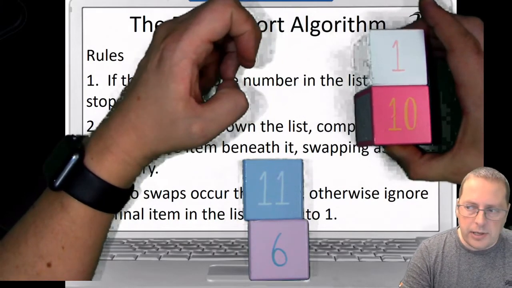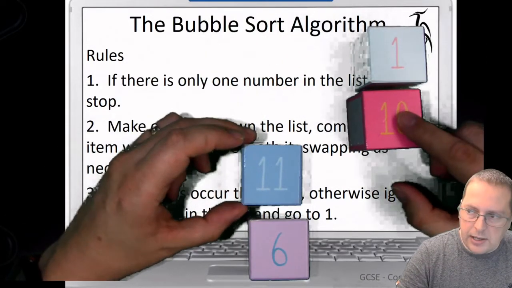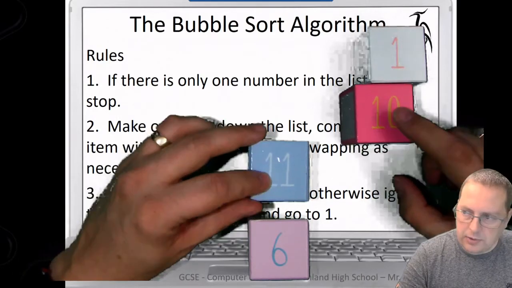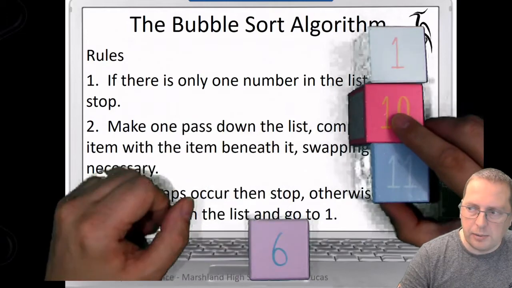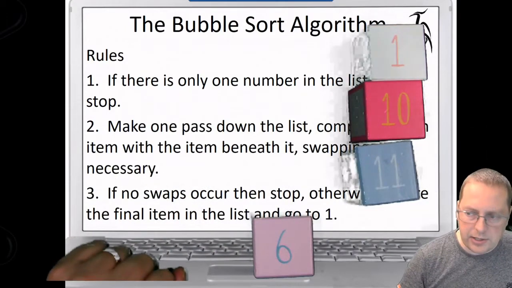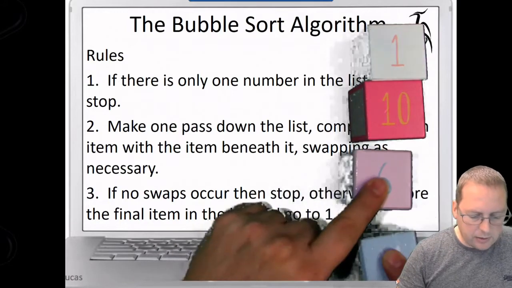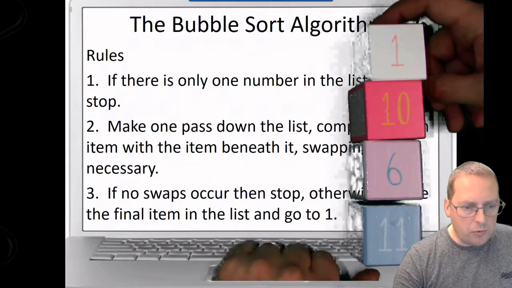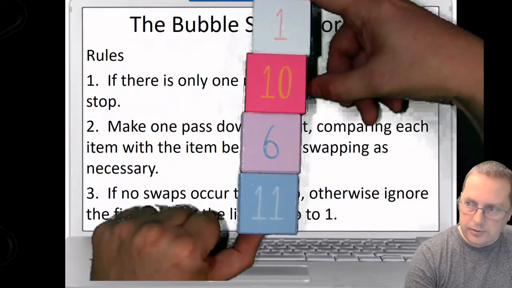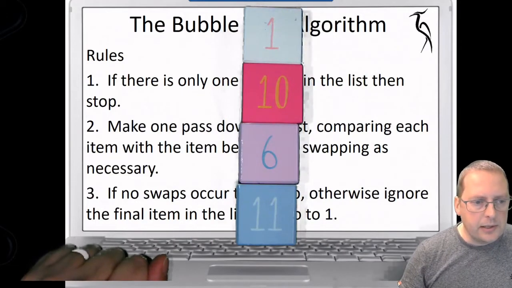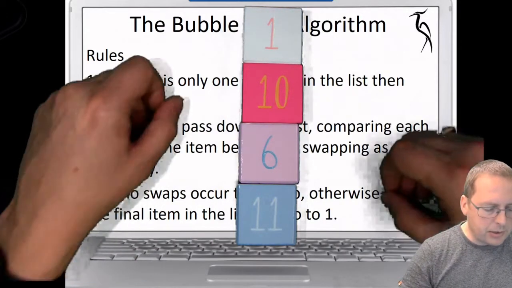I'm now looking at the next two numbers, which is the 10 and the 11. Are these in the correct order? Well, this time they are in the correct order, so I can leave those as they are. I'm now looking at the 11 and the 6. Are they in the correct order? They're not, so I need to swap them around. So this is one run of the algorithm, and I've still not got all the numbers in the correct order. So I need to repeat and make sure that I go through this process again.